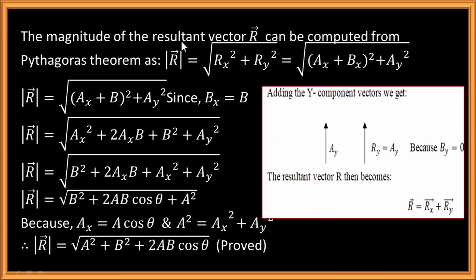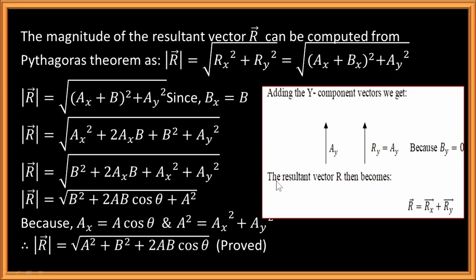The magnitude of the resultant vector R can be computed from Pythagoras theorem as R resultant is equal to Rx squared plus Ry squared. How? We have found Rx, which is the sum of Ax and B, but Ry is not still computed. Let us see it, adding the y component vectors. Here is Ay, which is A sin theta. It is in the upward direction. And we have no By, because By is 0. So the resultant in the y direction is only Ay.